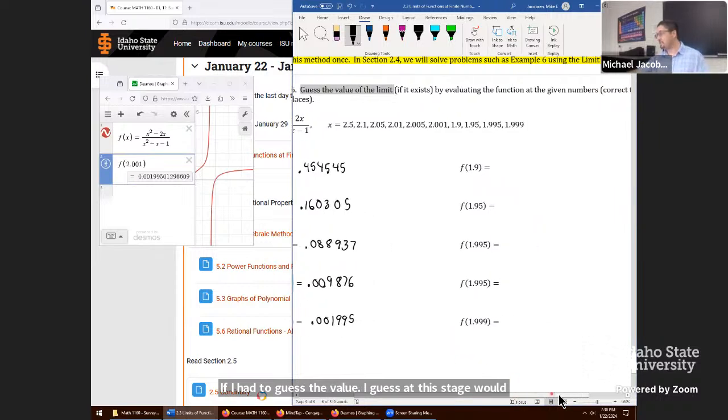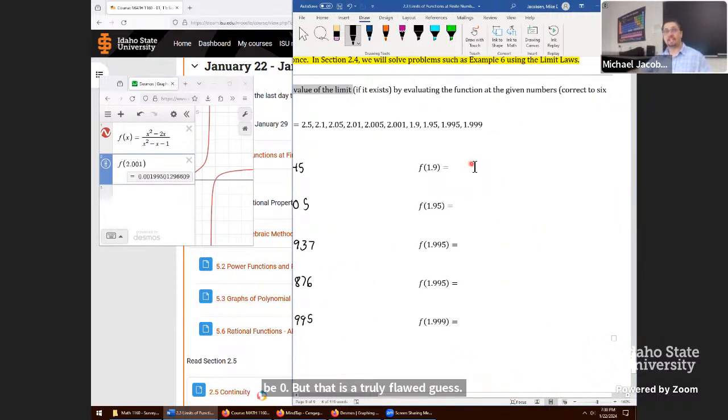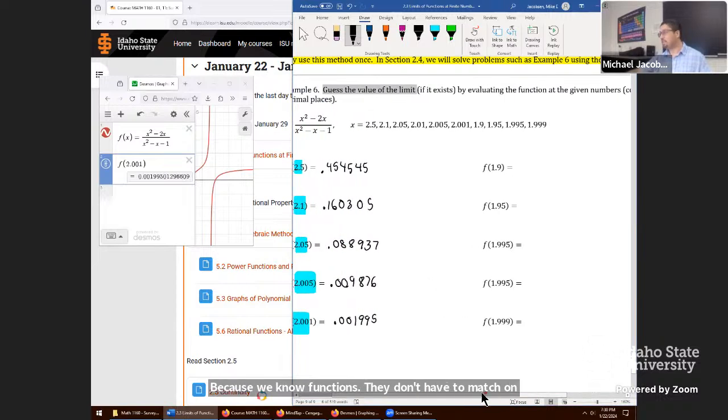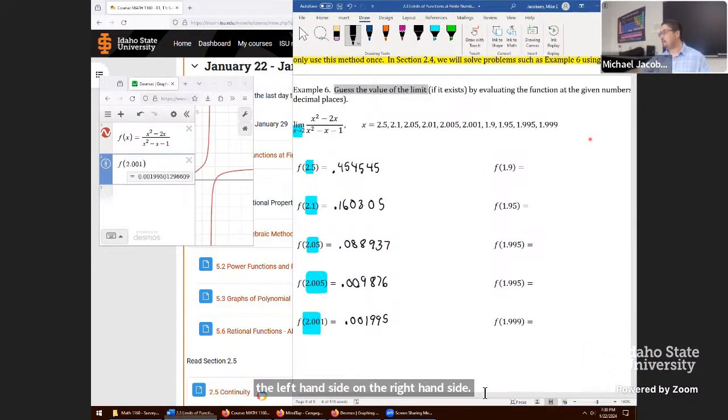Because we know functions don't have to match on the left-hand side and the right-hand side. So we need to take a look at this again from this side and see if we're still heading towards 0. It is possible to write down a function where it's going towards 0 on this side and going towards positive infinity, say, on this side. So that's kind of unfortunate. It looks like on this problem that shouldn't happen based on the graph. But because graphs are flawed, we'll take another look on this side of the graph or problem.